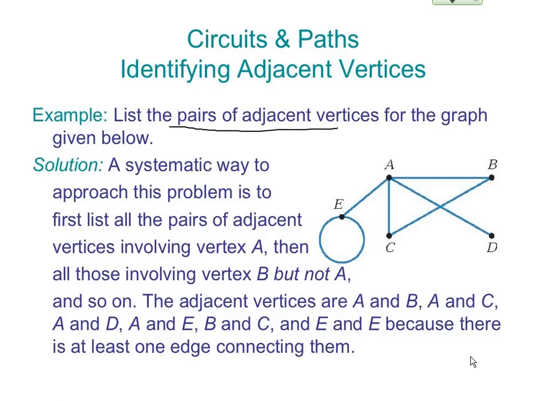List the pairs of adjacent vertices. They just have to have a connecting edge. E is adjacent to E because they have a connecting edge. The loop means it connects to itself. E is connected to A. A is connected to C, to D, and to B, and B is connected to C. When I say connected, I'm saying they're adjacent.